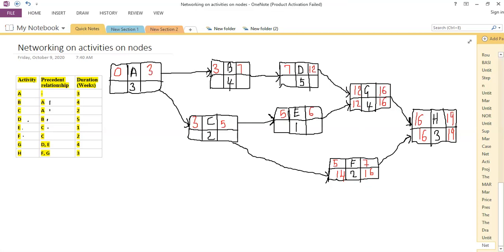Then here, there's no comparison. I've got only one arrow. We'll take this 12, we'll push it backwards. The same here, there's no comparison. I'll push that 12 backwards. 12 minus 5, this will give us 7. 12 minus 1, this will give us 11. Here, no comparison is required. We'll push the 7 backwards like that.